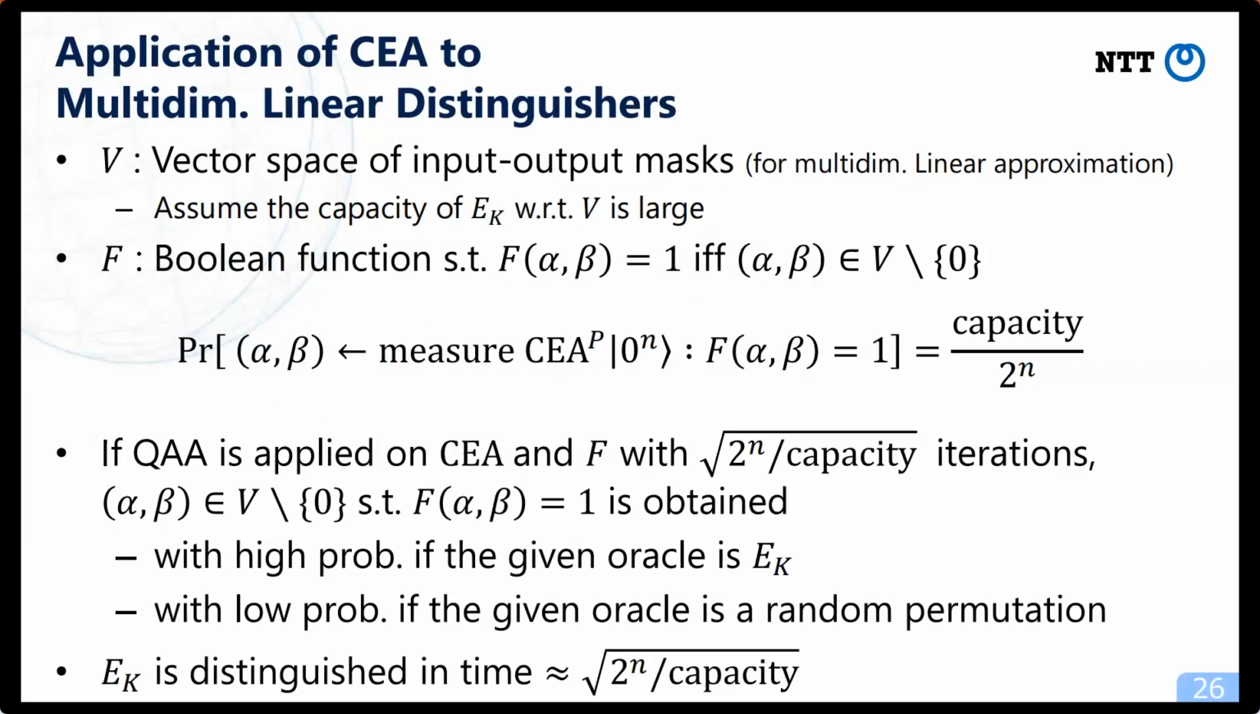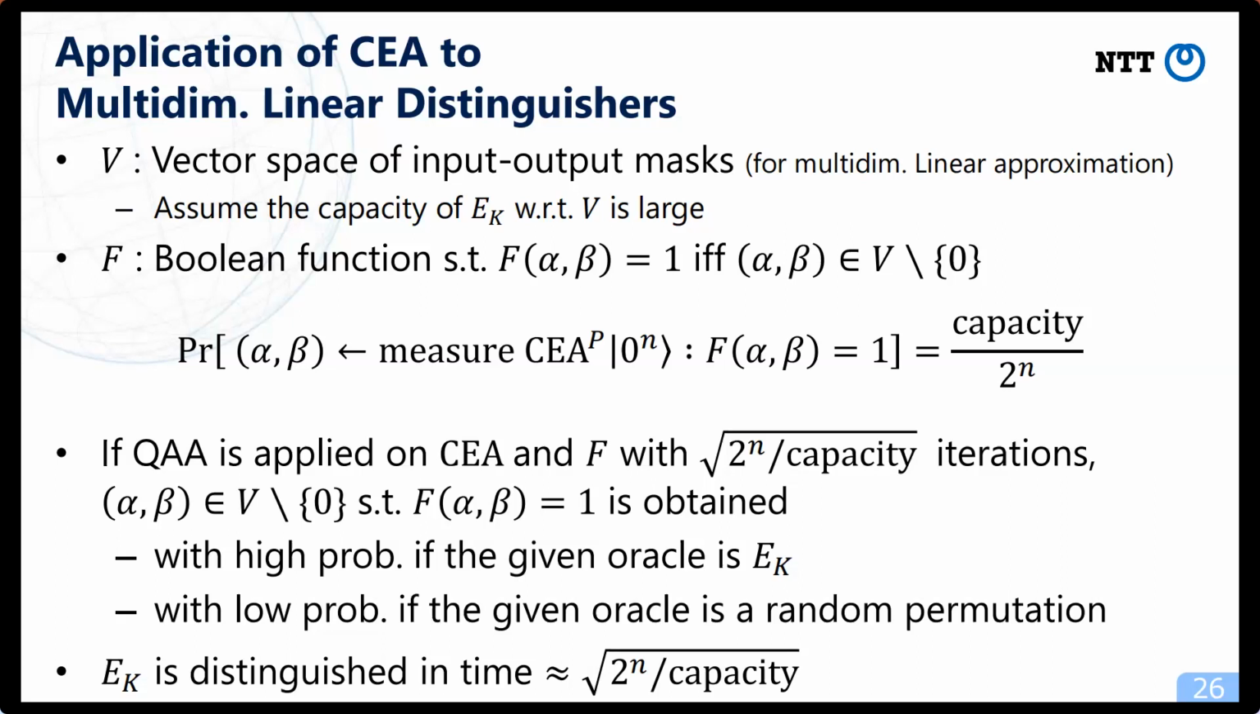So now, again, suppose that we have some vector space V of input and output linear masks for some multi-dimensional linear approximation. And assume that the capacity of some block cipher is very large. Then define a Boolean function like this. Then the probability that we obtain alpha and beta satisfying this equation when we measure the quantum state produced by CEA is equal to the capacity over 2 to the power n.